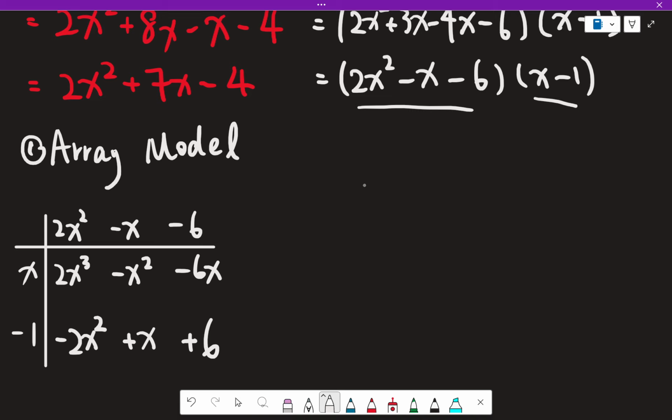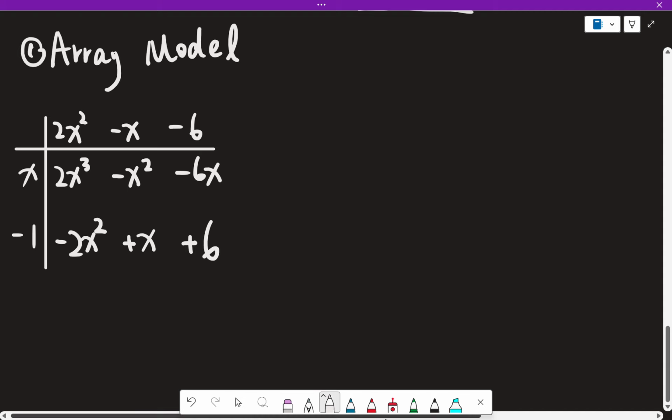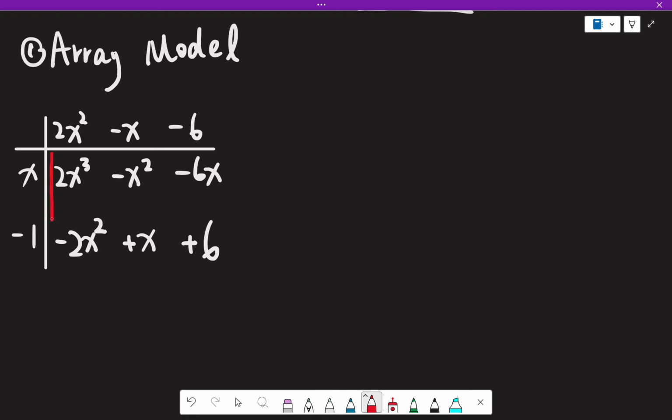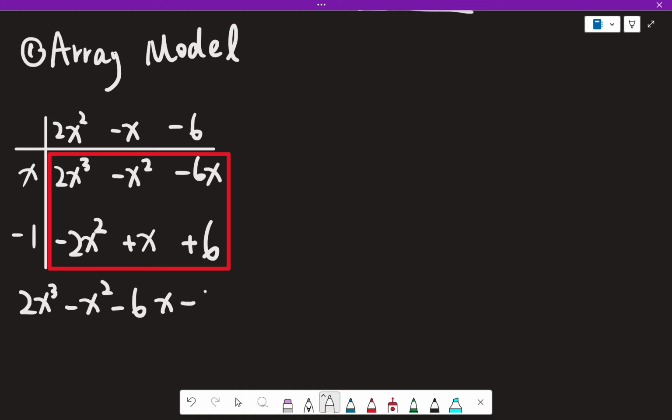So now we can just add all these inner parts we get from the multiplication of the corresponding terms in the 2 brackets. And we should get the final result. So it will be 2x cubed minus x squared minus 6x minus 2x squared plus x plus 6. And then we combine like terms. There's no like terms for this cubic term. Do we have the like term for this square term? Yes, we do. We have this term right here. So -x squared minus 2x squared, we will get -3x squared.